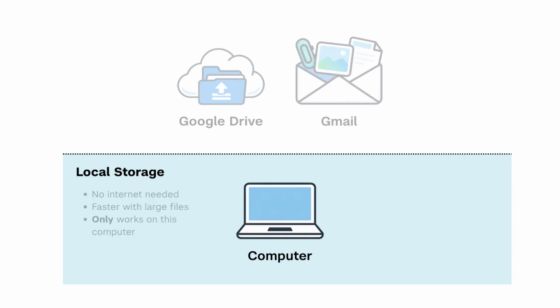That means you don't need an internet connection to access your files, and working with large files will be faster. But it also means the file is only on this machine. If you switch to another computer, the file won't be there. Your computer organizes files into a file system, a hierarchy of nested folders. A folder can contain files and other folders.